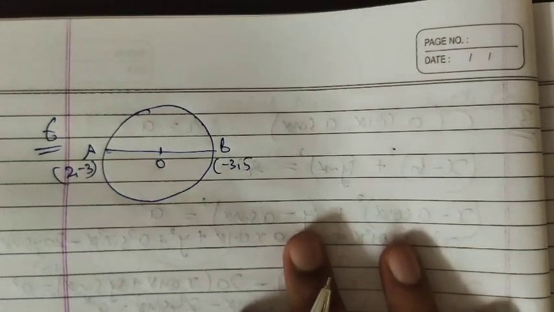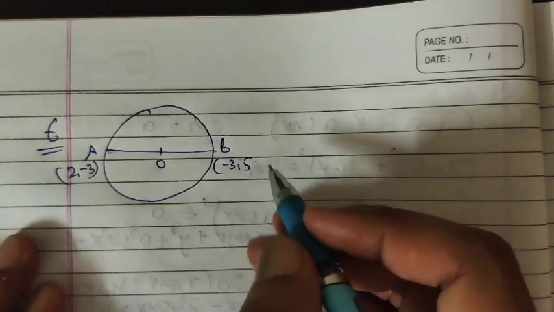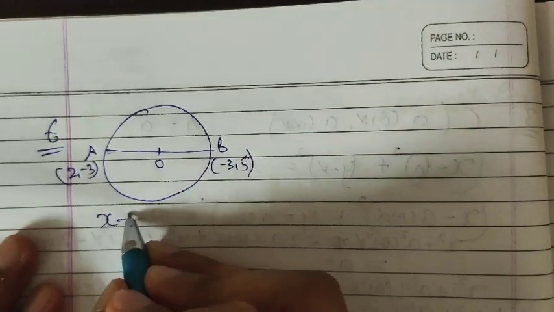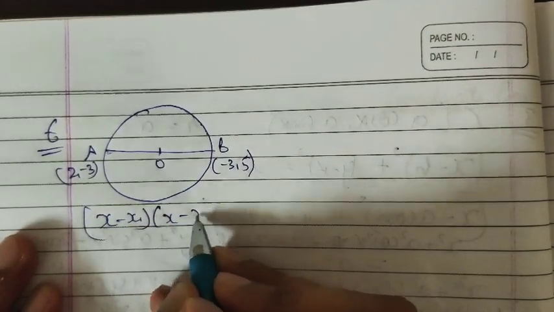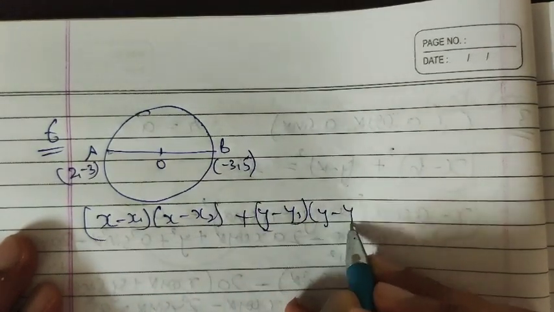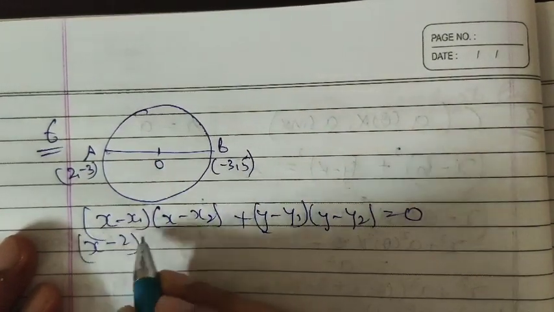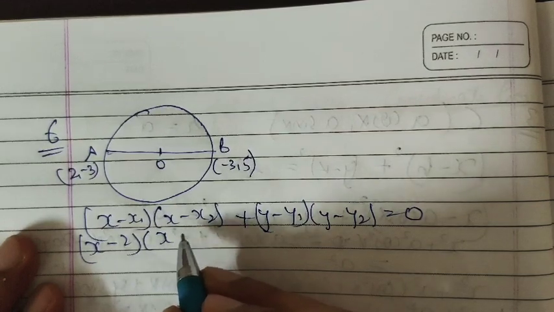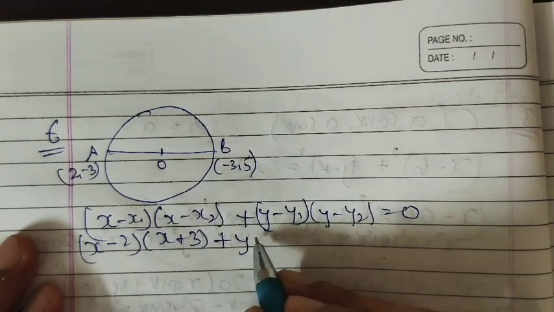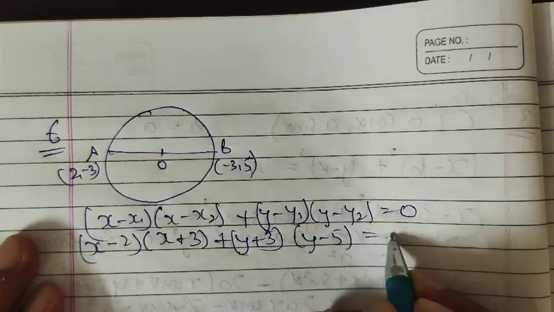Now the next question is question number 6. Find the equation of a circle whose endpoints of the diameter are given. So the diameter endpoints are given to us. So let's apply that formula: (x − x1)(x − x2) + (y − y1)(y − y2) = 0. So (x − 2)(x − 3)... and (y + 3)(y − 5) = 0.